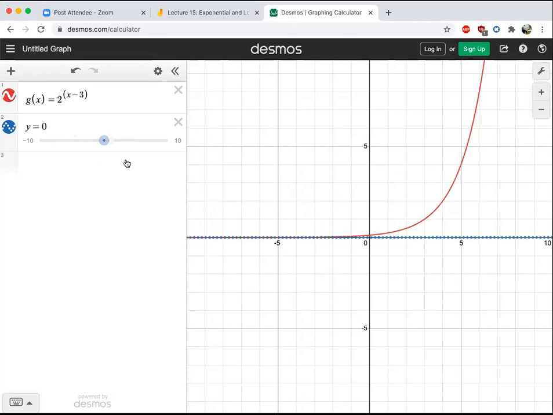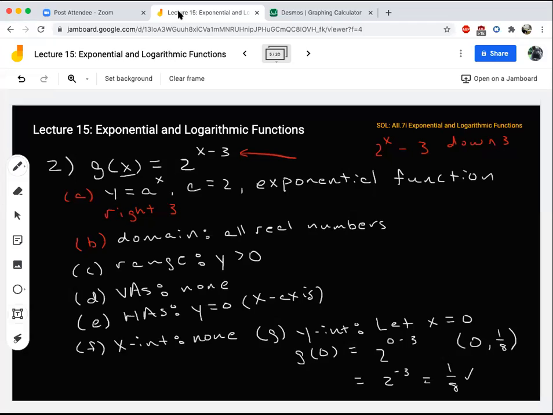And then we did y-intercepts. That's going to be right here. 0, 1/8, also known as 0.125. Same number, just written as a decimal. Okay. Let's move on to the next one and we'll finish this up.